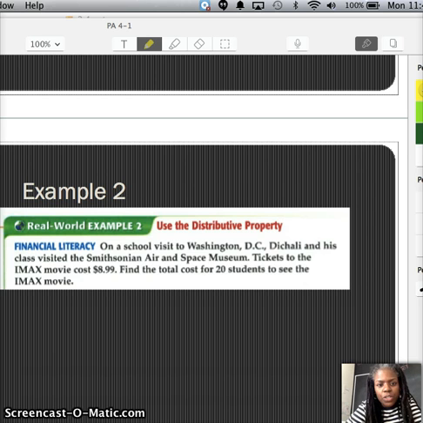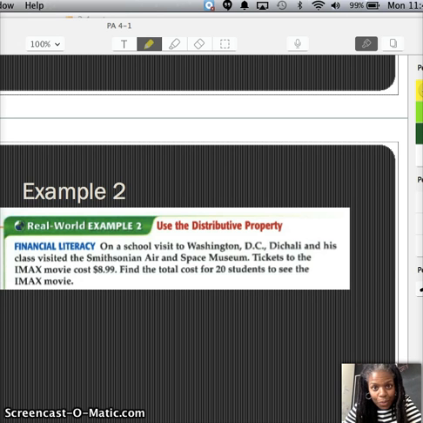So it says, use the distributive property. On a school visit to Washington, D.C., DeChali and his class visited the Smithsonian Air and Space Museum. Tickets to the IMAX movie cost $8.99. Find the total cost for 20 students to see the IMAX movie. So how would we write this down? How would we do this?